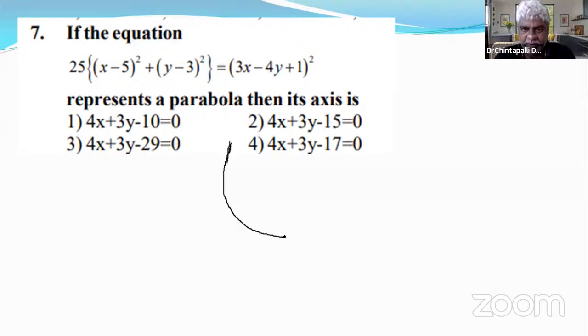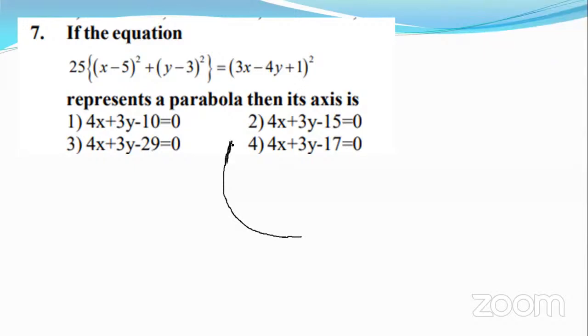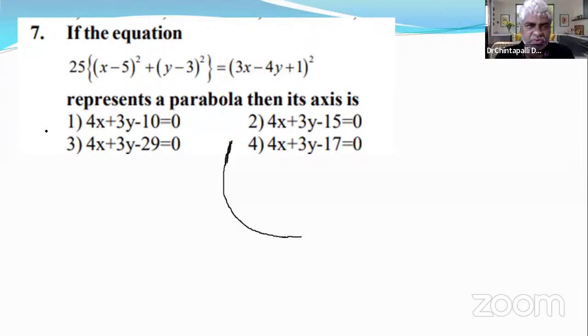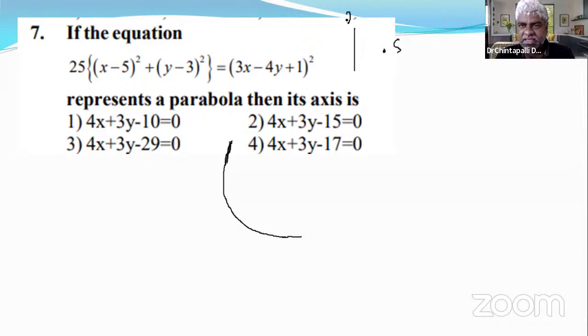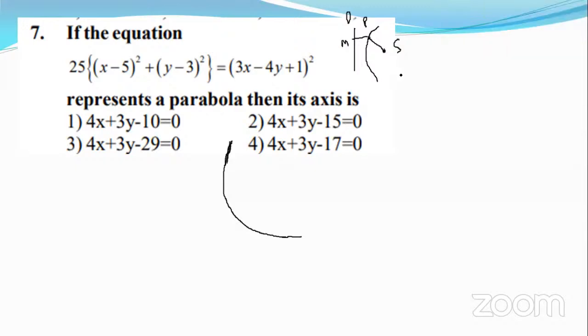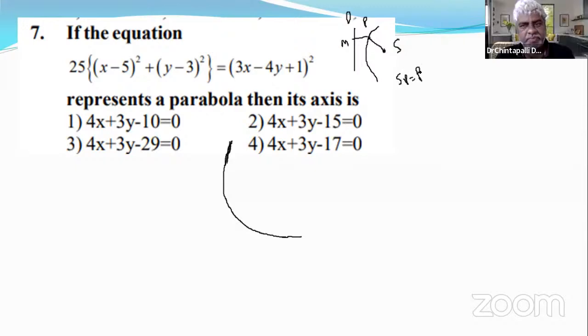What's the basic definition of a parabola? SP is equal to PM. Do you remember in yesterday's class, in the first question, we found the equation of the parabola when the focus and the equation of the line were given? L is given, S is given. Then we find the equation of the parabola by using the concept SP is equal to PM. So the basic concept of a parabola is SP is equal to PM, right?